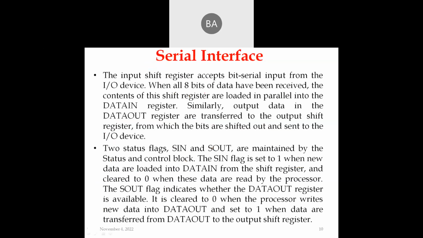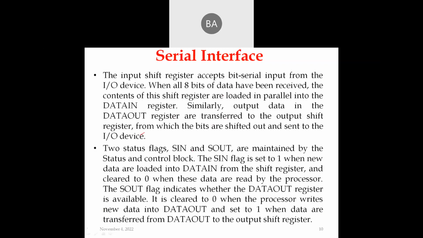The input shift register accepts the bit-serial input from the IO device. When all 8 bits of data have been received, the contents of the shift register are loaded in parallel into the DATAIN register. Similarly, output data in the DATAOUT register are transferred to the output shift register, from which the bits are shifted out and sent to the IO device.